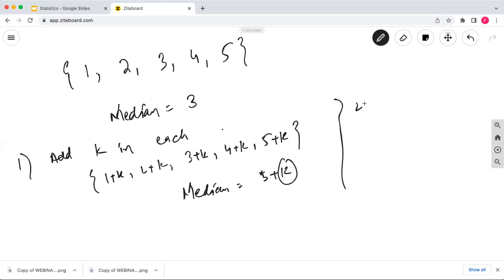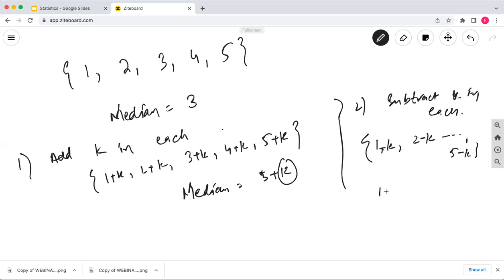Likewise, if I subtract k from each, in that scenario, this will be 1 minus k, 2 minus k, up to 5 minus k. Again, in this scenario, median will be the old value minus k, which I subtracted from all of these. And I am again saying that just consider the case when we are subtracting or adding the same value to all of the values, not to any 1, 2, or 3 values. Remember, in all of the values.